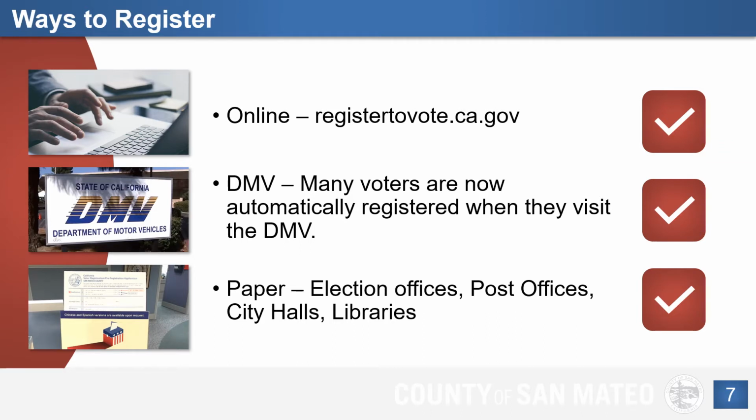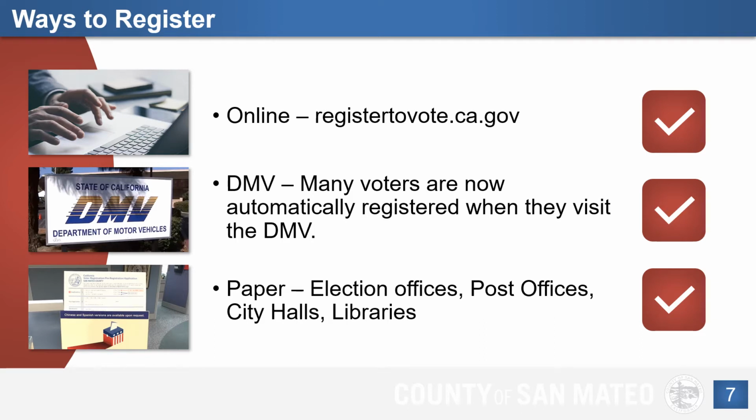It's quick and easy to register online. You do have to consent to having your DMV signature transmitted to the elections office, otherwise you will be asked to print, sign, and mail your form. Our office automatically mails out the unsigned forms when we get online registrations missing the signature.